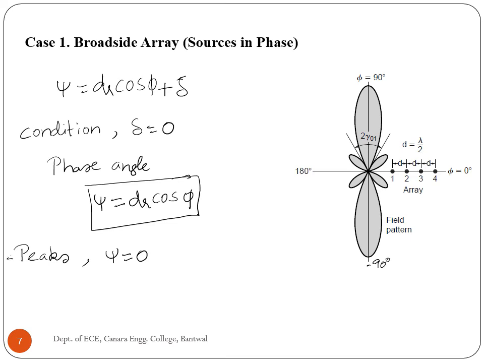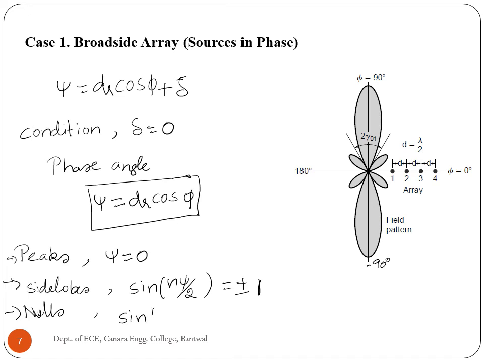Condition for side lobes is sine of n xi by 2 equal to plus or minus 1. Condition for nulls is sine of n xi by 2 equal to 0. Null is a direction in which the field magnitude is 0.